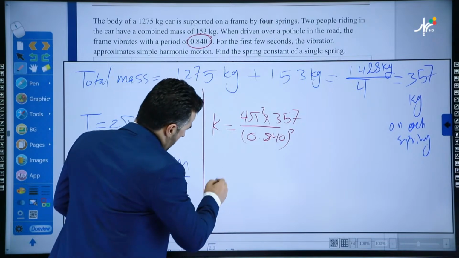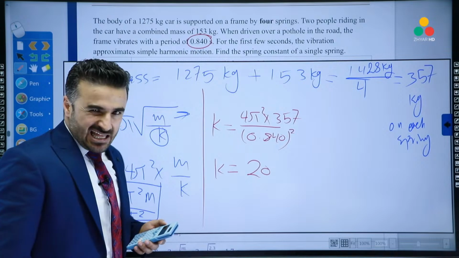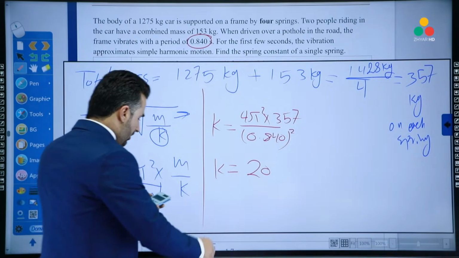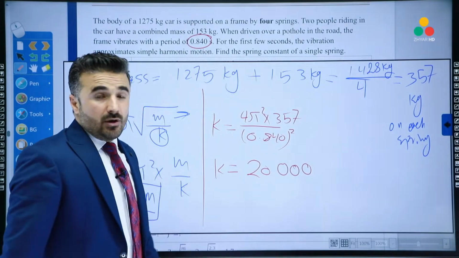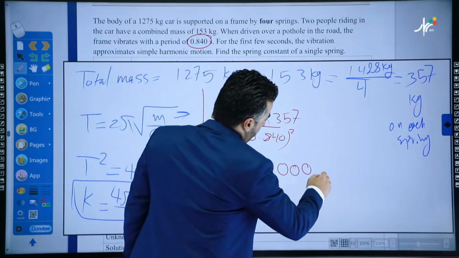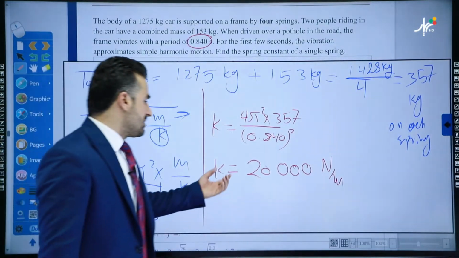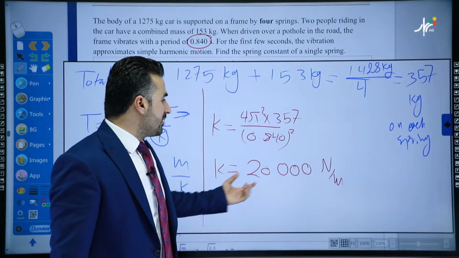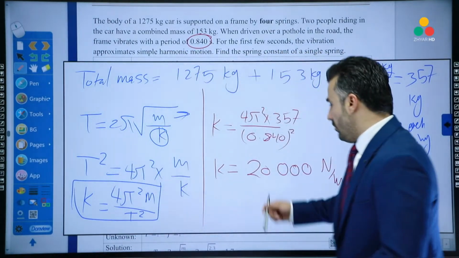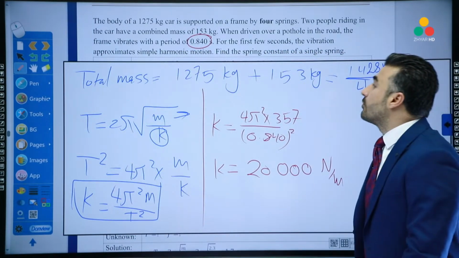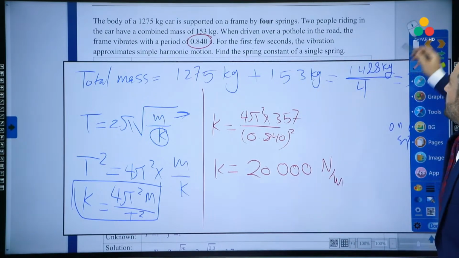So the answer is almost about 20,000. We can say the spring constant is 19,974. Of course, we can round it up to 20,000. But what is the unit for the spring constant? That is Newton per meter. So remember this. The spring constant of one spring is 20,000. If I want to find the spring constant of 4 springs, we'll multiply this by 4. So this is how you can do this very simply.